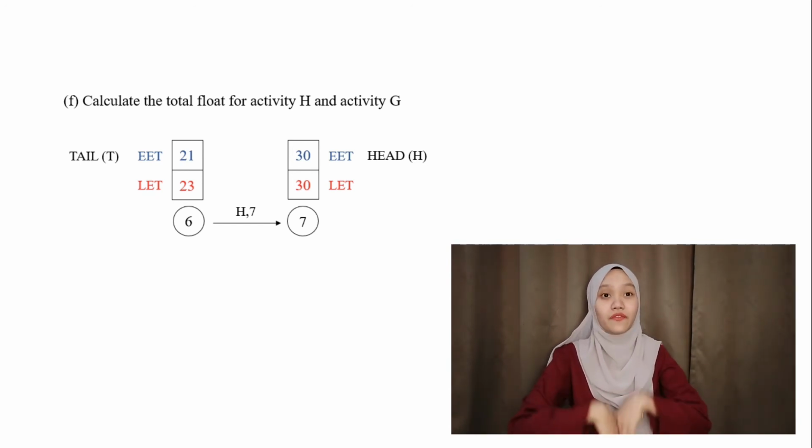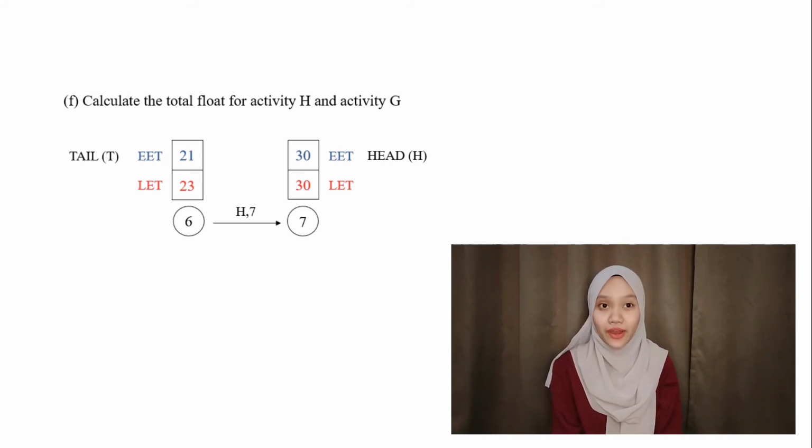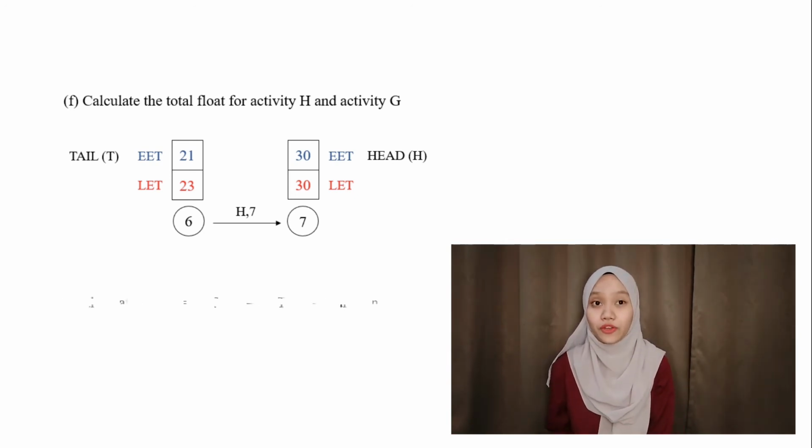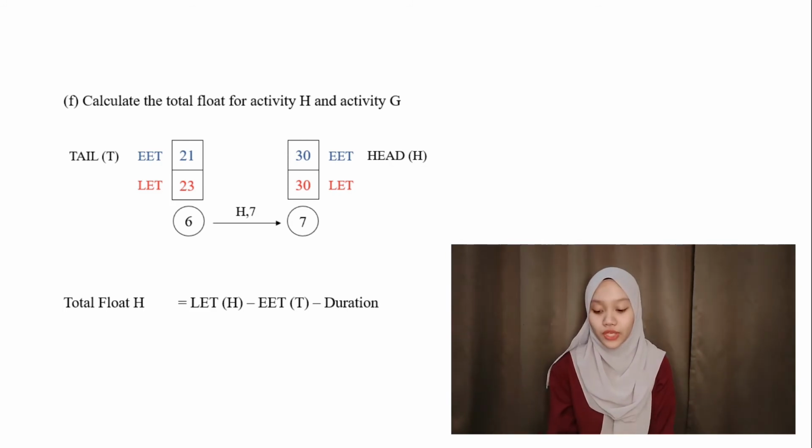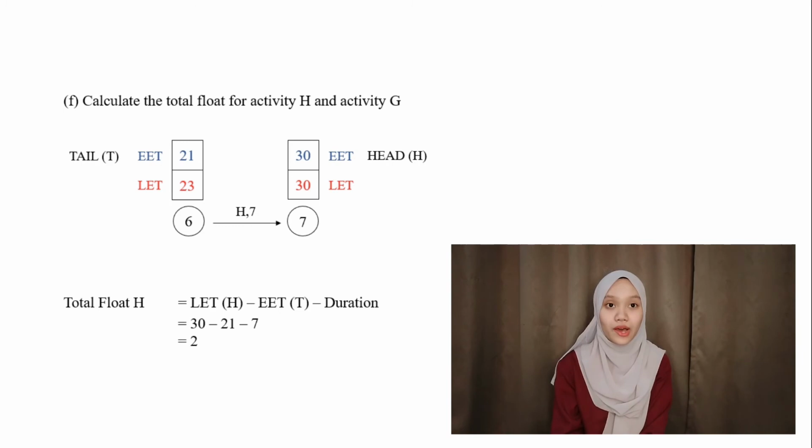Okay, after redrawing the diagram, we can proceed to calculate the total float for H. What we need to do is put the numbers into the formula. What is the formula for the total float? The formula for the total float is LET head minus EET tail minus duration. So you just put it into the formula, which is 30 minus 21 minus 7. The duration is 7 because H is comma 7, right? And then the answer is 2.